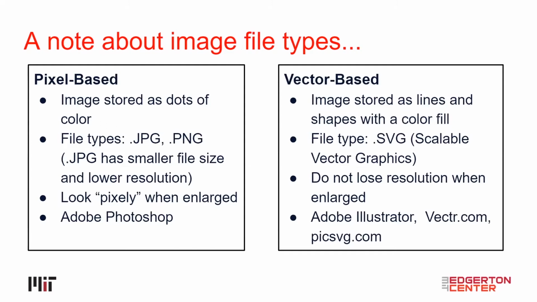There are basically two types of images, those based on pixels, which are dots of color, and those based on vectors, which are small lines and shapes with a color fill. For reference, the Adobe Photoshop program works in pixels while Adobe Illustrator works in vectors. PNG and JPG or JPEG files are pixel-based, with JPEG files being smaller and lower quality. SVG files are scalable vector graphics, vector files that can get bigger and smaller without losing resolution.